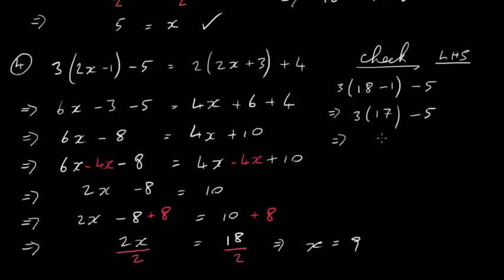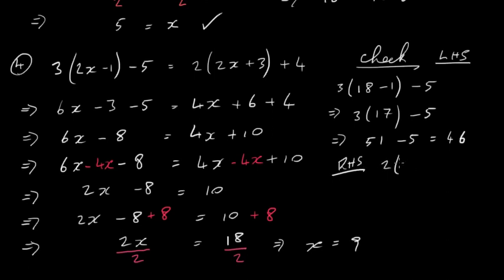Now 3 17s is, let's see, 3 7s, 21, put down a 1, carry 2, 3 1s, 3, 4, 5, minus 5. So that's just going to give me 46. Yeah, 46. So the right hand side then is going to be exactly the same.